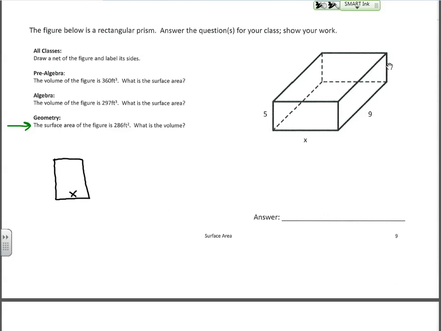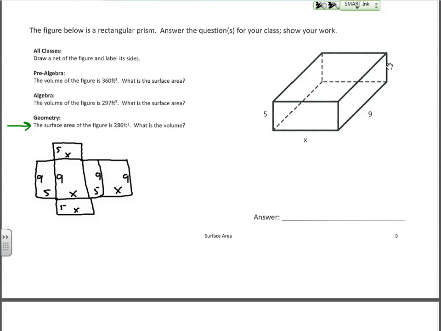Here's the bottom of the box with side lengths 9 and x. Here's the side with side lengths 9 and 5. Here's the top of the box with side lengths x and 9. And the left side of the box, you can put it on either end of our figure here, but that's going to be 5 and 9 as well. And then the back of the box, connect that to one of our bases, either the top or the bottom. That's going to be x and 5. And the front of the box will be x and 5 as well.